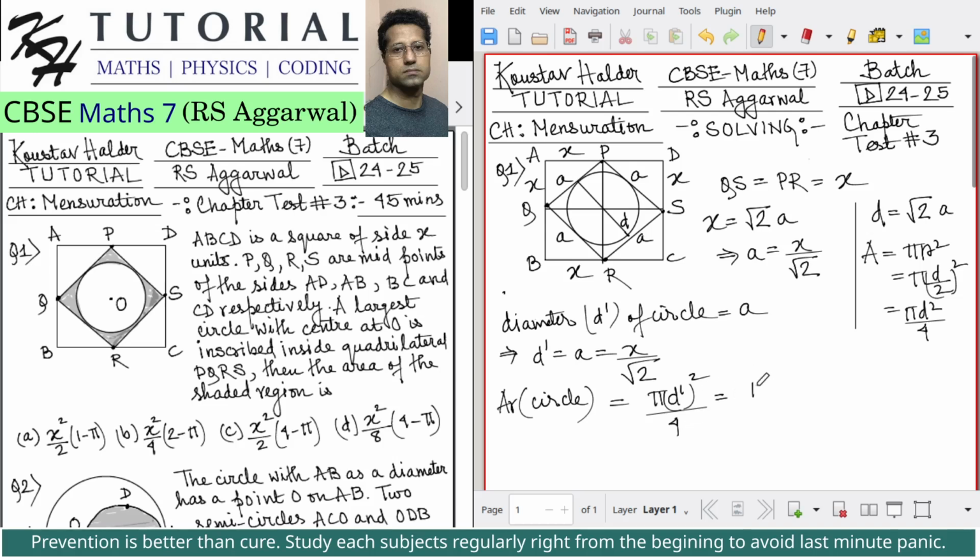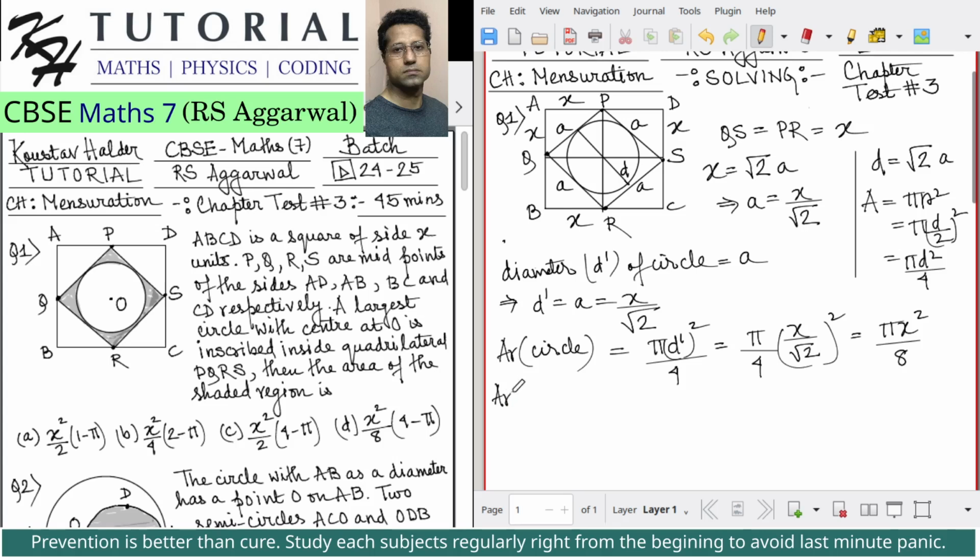This is equal to pi by 4, what is d dash? D dash is x by square root of 2, squared. So this is equal to pi x square by 8. So the area of the circle is pi x square by 8. Now what is the area of the square PQRS? Area of the square PQRS is equal to a square, which is equal to x by square root of 2 squared, which is equal to x square by 2.